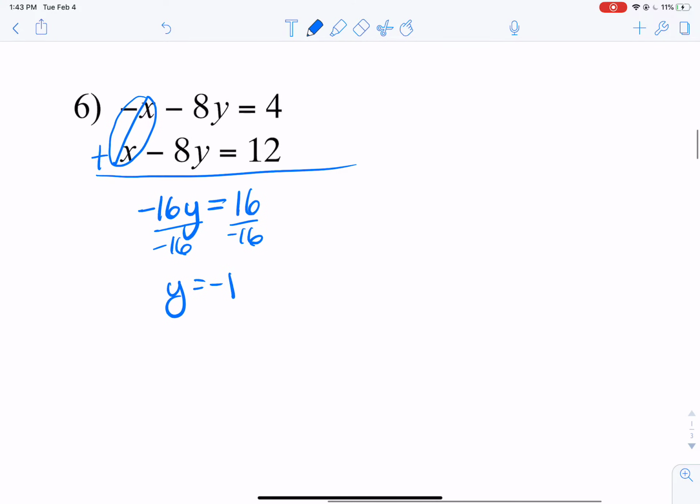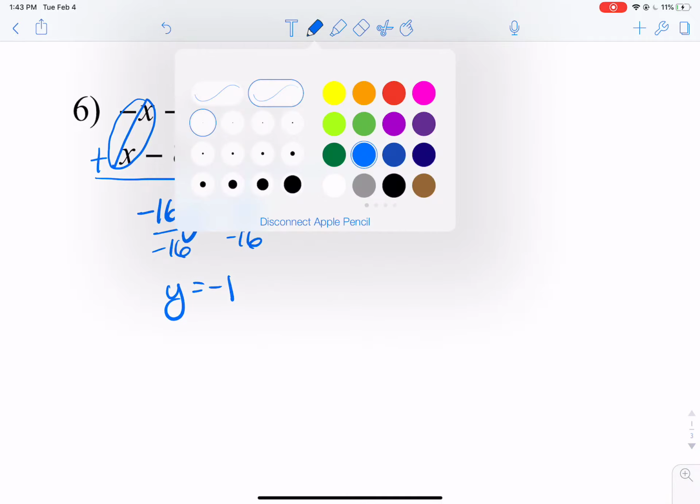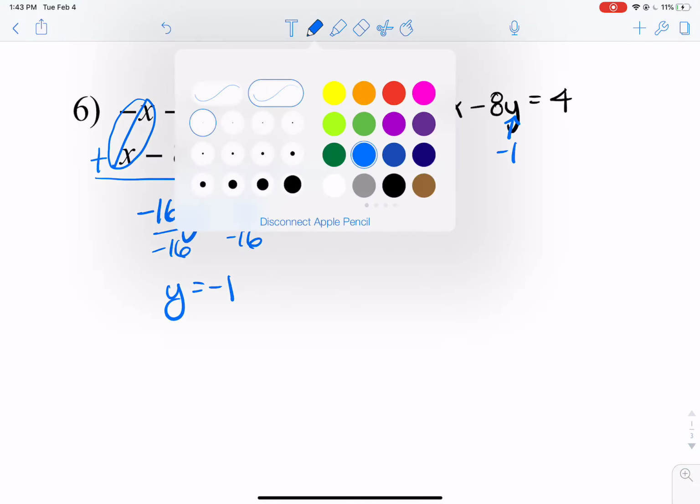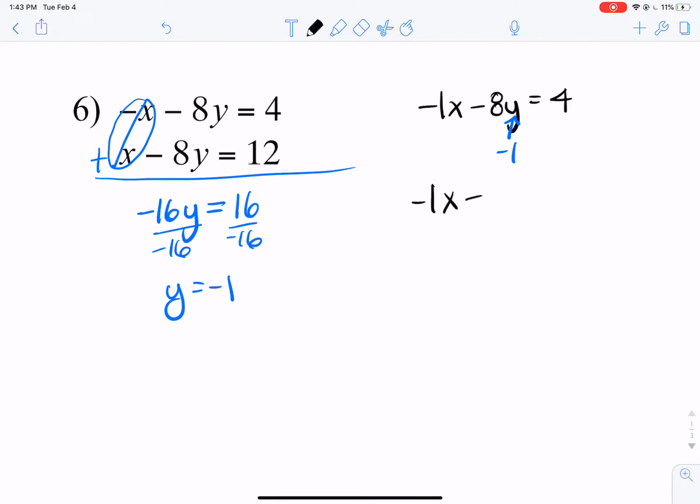So now that the y value is negative 1, I'm going to use the top equation again, negative 1x minus 8y is equal to 4. I'm going to replace the y value, that number right there, with negative 1. So negative 1x minus 8 times that negative 1 value is equal to 4. So negative 1x, this right here multiplies, and since I'm just going to subtract the negative 8, I'm going to write it as plus 8.